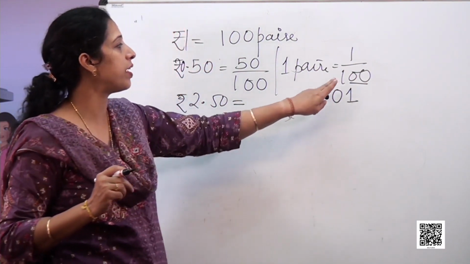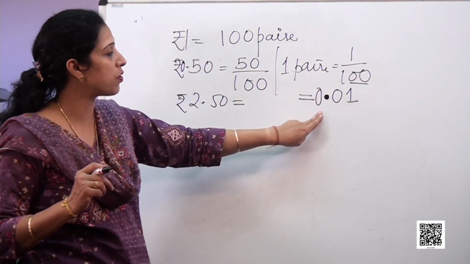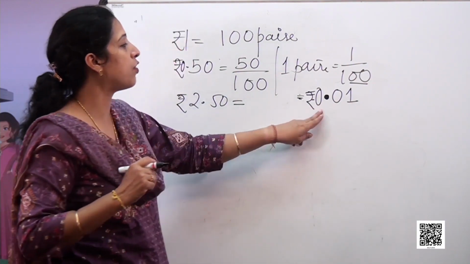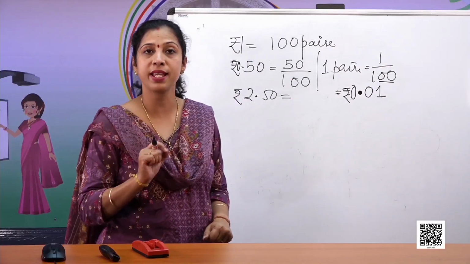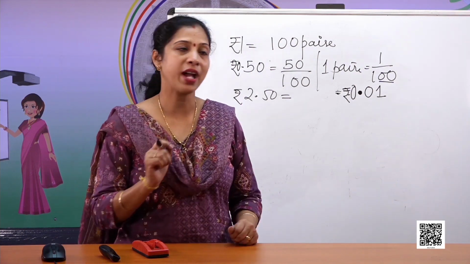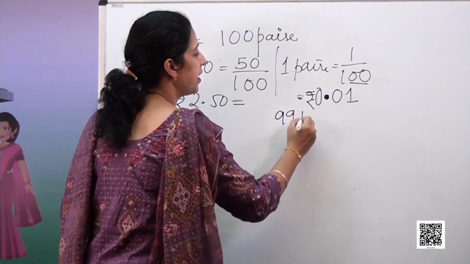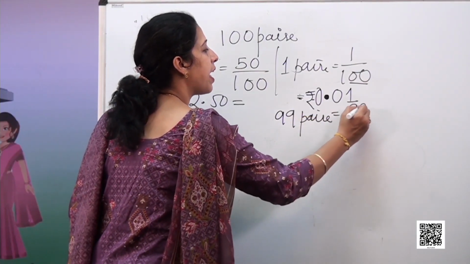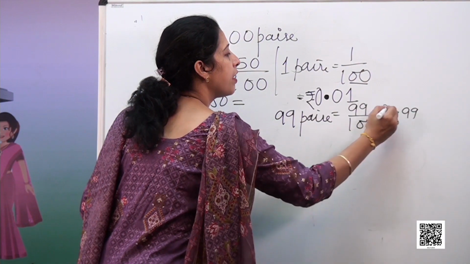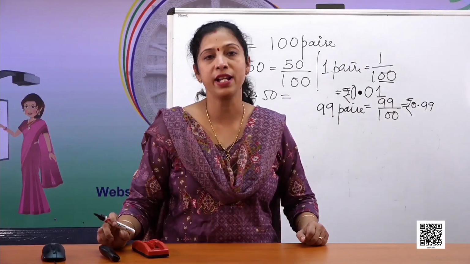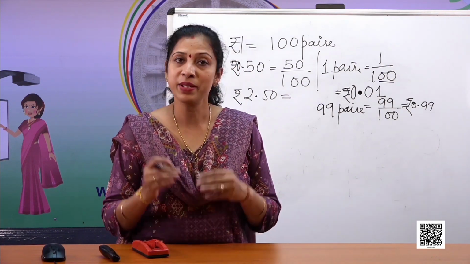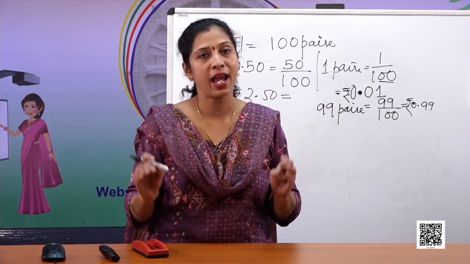And there is no whole number, so I will write down 0 for the whole number. So 0.01 rupees. So 1 paisa is nothing but 0.01 rupees. Similarly, if I write down 99 paise, it is nothing but 99 out of 100, that is equal to 0.99 rupees. Now you understood the way we were writing centimeter, millimeter. Similarly here we are writing rupees and paise.